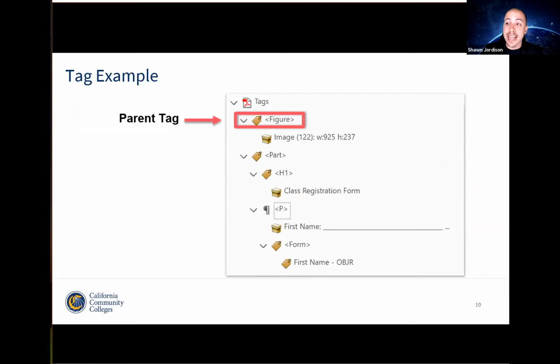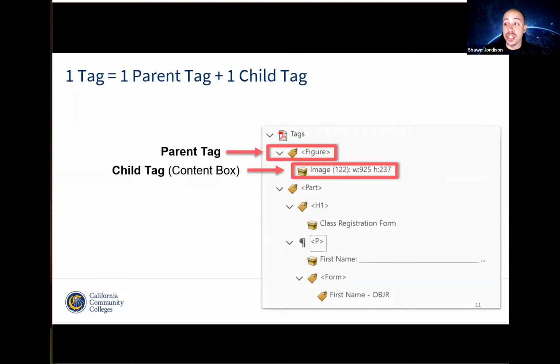On my screen now, we have a parent tag, which is the figure tag, and the child tag containing the content of that figure tag. In this example, it is the actual image. And you can see that it has some numbers in it. This is the width and the height. There's a number 122 in there. I'm not sure what that's in relation to, but these are all semantics of that image that will help a user understand what's in the PDF.